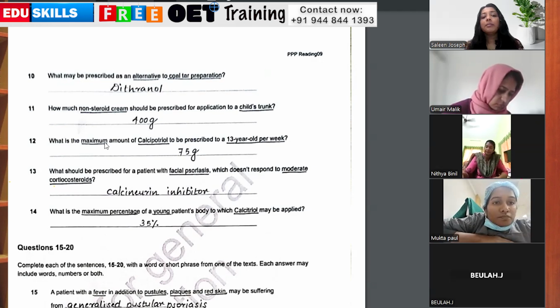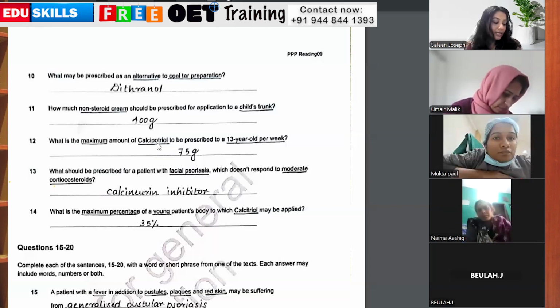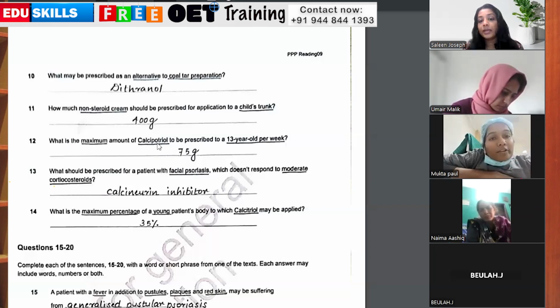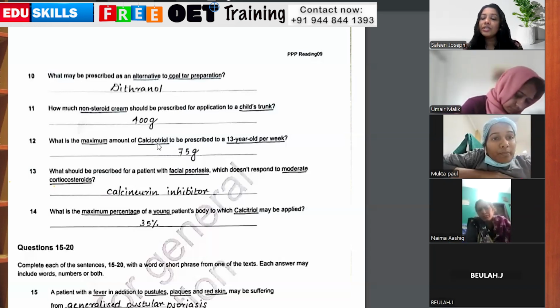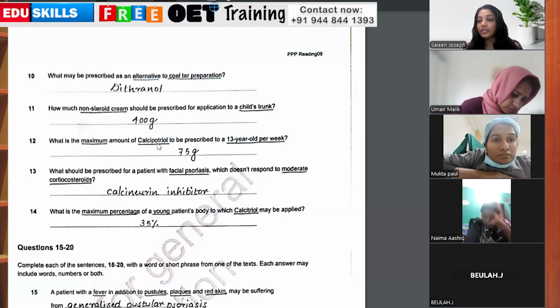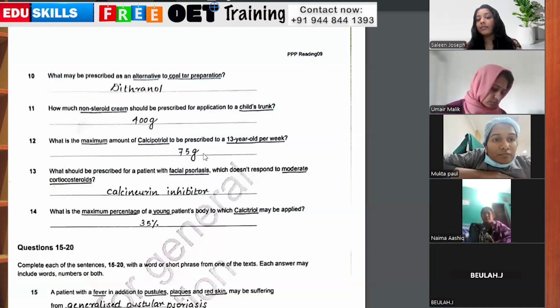Now, what is the maximum amount of calcipotriol? In some questions, they will ask maximum, minimum, and so on. So here, see calcipotriol. For 6 to 12 years, maximum 50 grams. Over 12 years means anything more than 12, so 13 years will come under over 12. They didn't mention 13-year-old; they just mentioned over 12. And your answer is 75 grams because they have asked you the maximum dose for a 13-year-old.